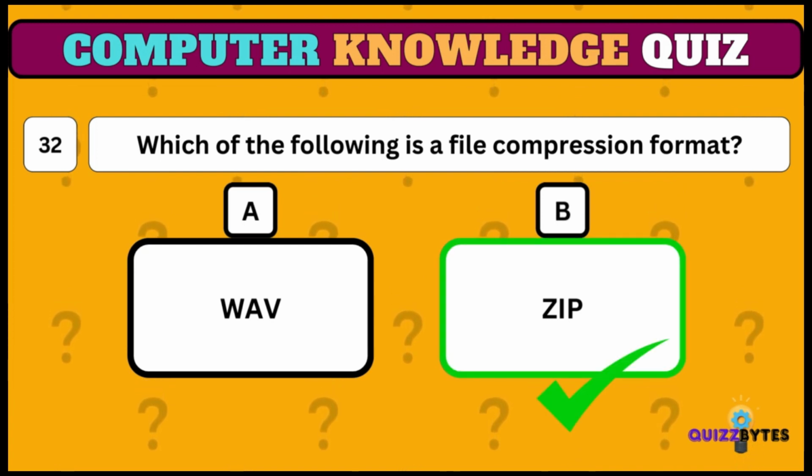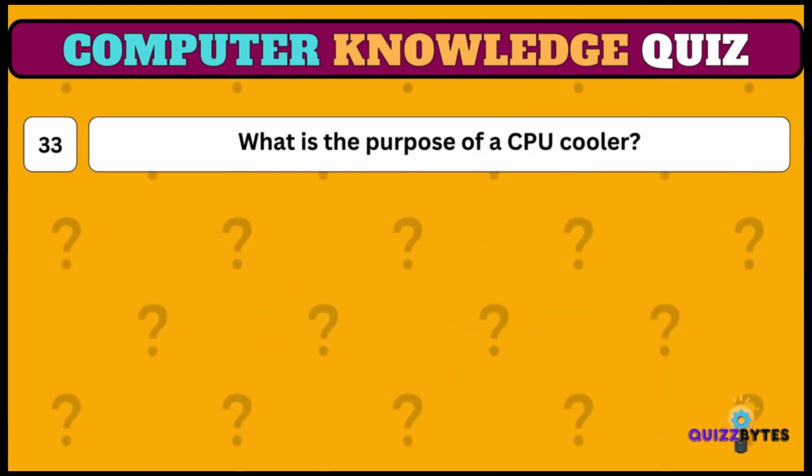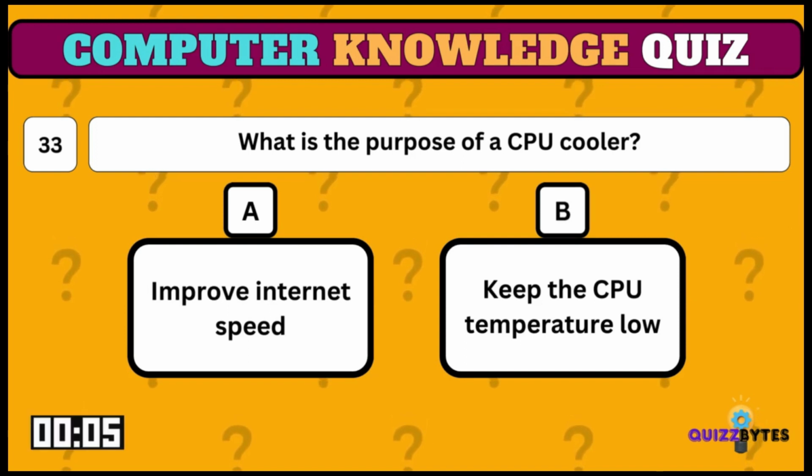Correct. ZIP compresses files for efficient transmission across digital highways. Next, question 33. What is the purpose of a CPU cooler? A. Improve internet speed or B. Keep the CPU temperature low?